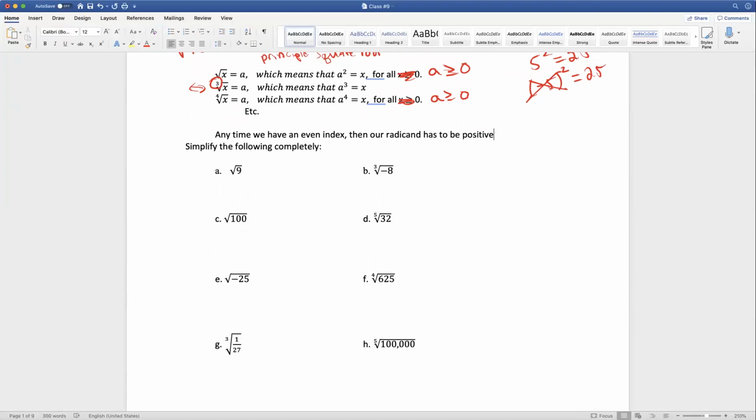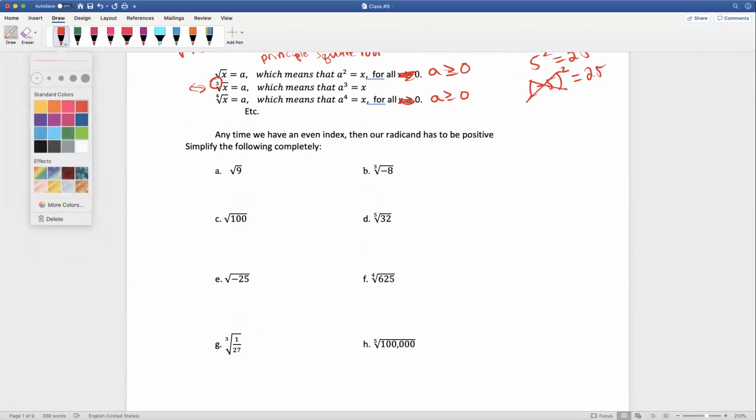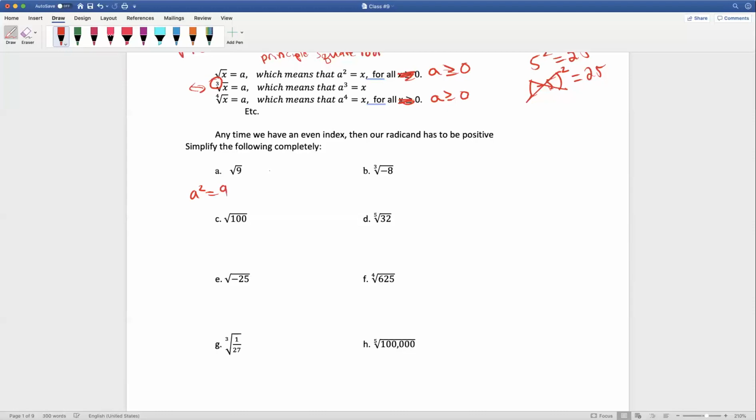Well, when we talk about the square root of 9, the question we're asking ourselves is, what number when we square it gives us 9? And I hope you can see that that number is 3. Remember what we said before, that even though -3 works as well, we ignore the negative solution anytime our index is even. And here our index is 2. So it's even. If there is no index, it's assumed to be a 2.